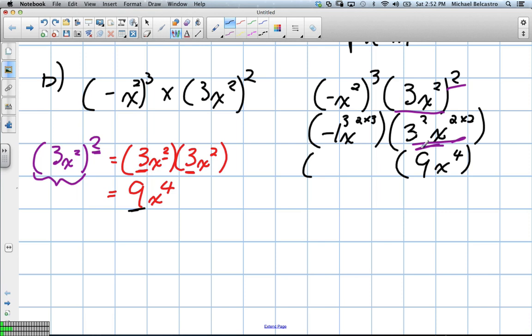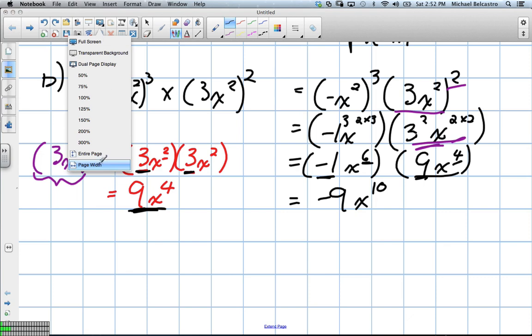And did you notice our terms are the same? Okay. And in this one here, negative 1 cubed is still negative 1. And x to the power of 2 times 3 is x to the power of 6. Now, just like in this one, we had to multiply our coefficients. Because there is a negative 1 here, what's negative 1 times 9? Negative 9. That's right. And our bases, we keep them the same, and we add the exponents. What do we get? x to the power of 10. That's right. There is our final answer in that question.